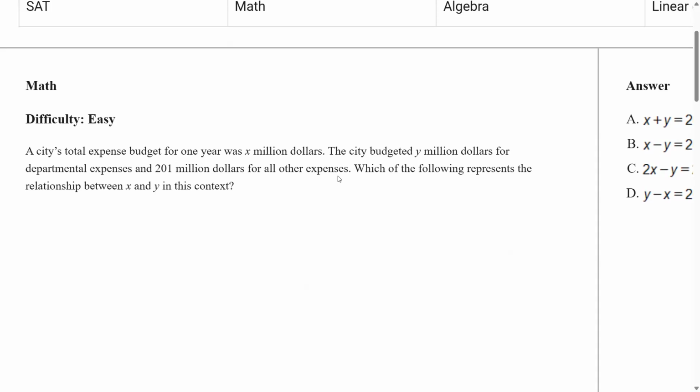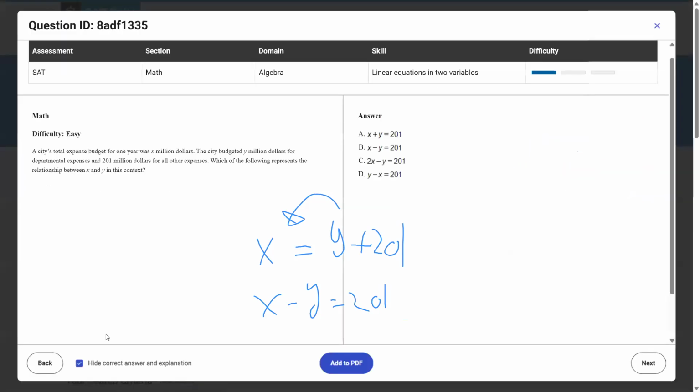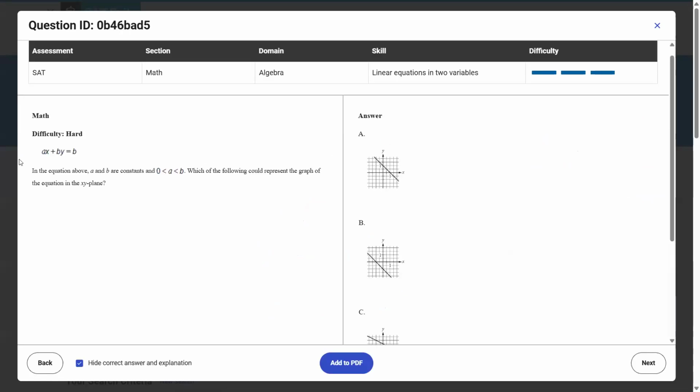The total x equals y plus 201, right? If you shift y to the other side, it will be x minus y. So the answer is B.